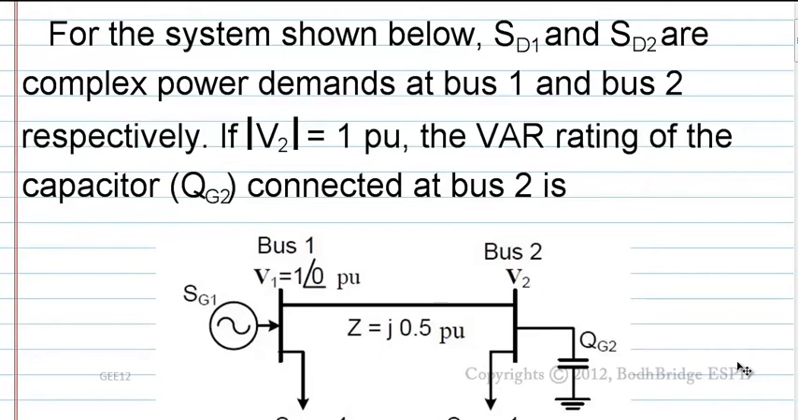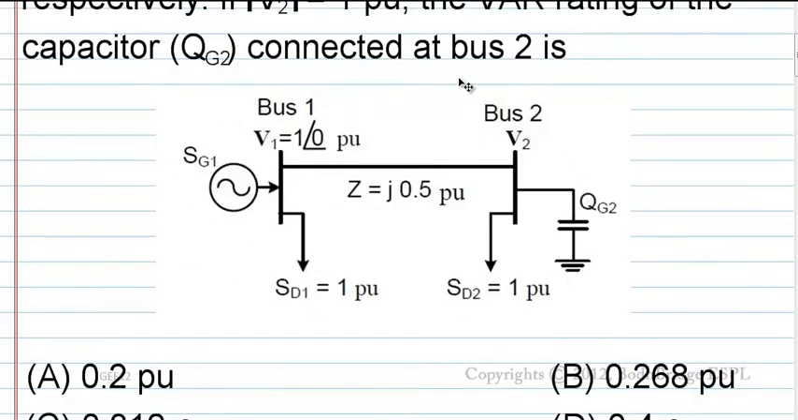Question: for the system shown below, SD1 and SD2 are complex power demands at bus 1 and bus 2 respectively. If mod of V2 equals 1 per unit, the VAR rating of the capacitor QG2 connected at bus 2 is. System diagram is given here. Complex demands SD1 and SD2 are 1 per unit, and the impedance between bus 1 and bus 2 is Z equals j0.5 per unit.